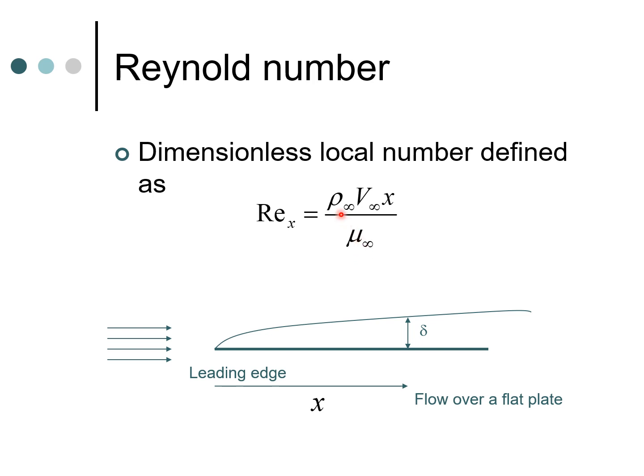Now here rho is the density of air, V infinity is the velocity of air which is coming, x is the distance from the leading edge to the point at which we are calculating the Reynolds number, and mu is the viscosity of air. So if we have all these parameters, then we can calculate the Reynolds number at that given point x.